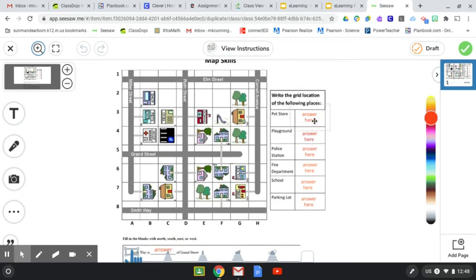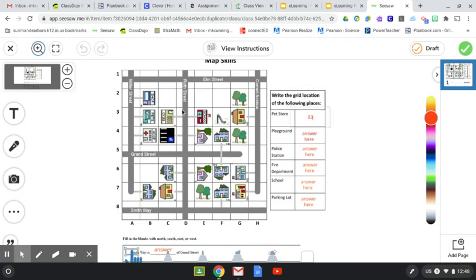So where it says answer here, there's actually already a text box for us. So the pet store. Remember when we do a grid map, we have to look, and there's like A8 would be this block right here. So we're looking for the pet store, and this says pets. So if I go over, it's B3. So then I would just type in here B3.